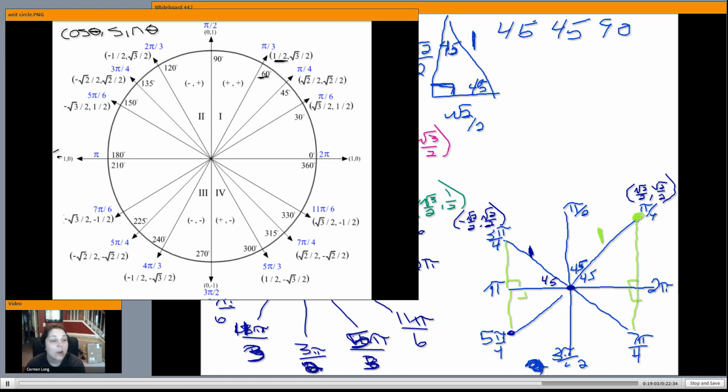If I wanted sine of 5 pi over 4, I'm going to go to 5 pi over 4. And sine of 5 pi over 4 is the second part of the ordered pair, so it's negative square root of 2 over 2. I can look at my unit circle and give you the cosine and the sine, and eventually I'll show you how to do the tangent, but the cosine and the sine of every angle on the unit circle that is a special right angle, a 30, 60, 45 degree reference angle, I can tell you just by looking at the unit circle.